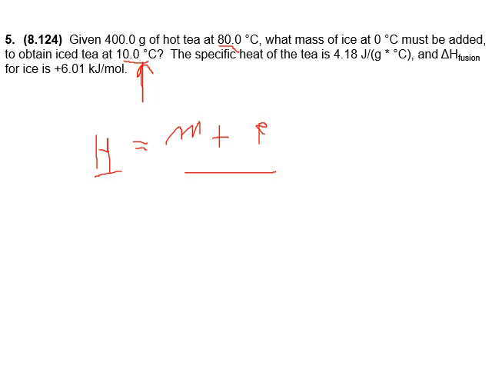Okay, so what amount of heat would be given off as the hot tea cools from 80 to 10? Well, that's a change in temperature of 70, right? 80 minus 10 is 70, so we multiply 70 times the mass, which is 400 grams, and then multiply that by the specific heat of water, which is 4.18. So that's going to be the H on the left-hand side. So it's actually minus 70 times 400 grams times 4.18.